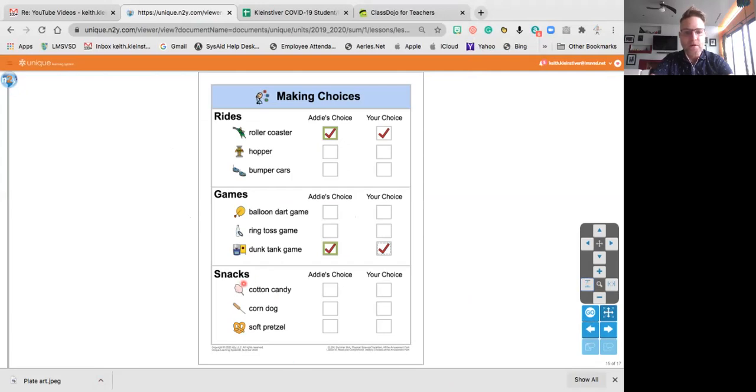Okay, so snacks. What did Addie choose? Do you remember? The choices were cotton candy, corn dog, or soft pretzel. Remember what she chose? I got my red dot on it. What would you choose? You point to what you would choose. I told you I choose the cotton candy.